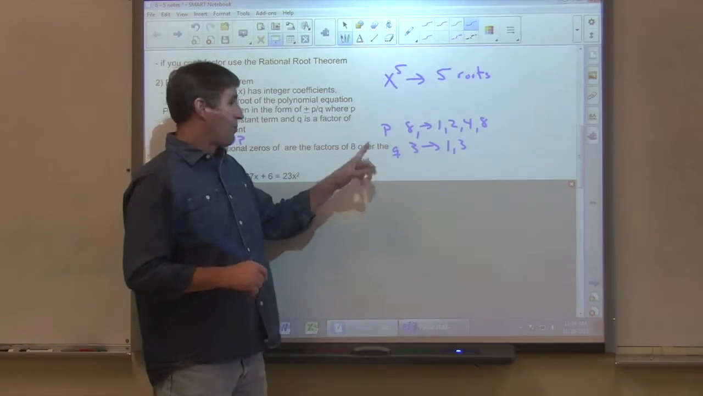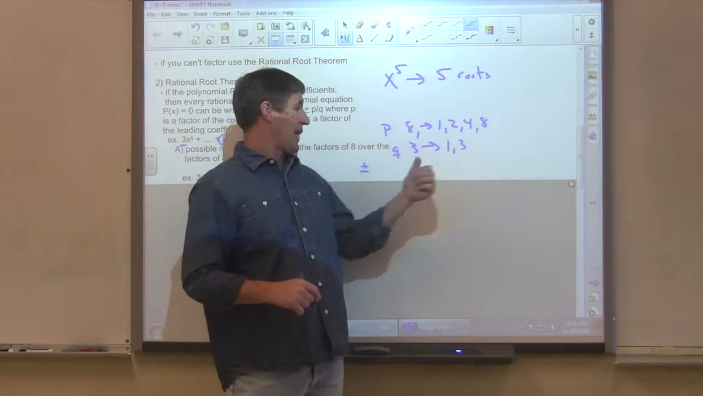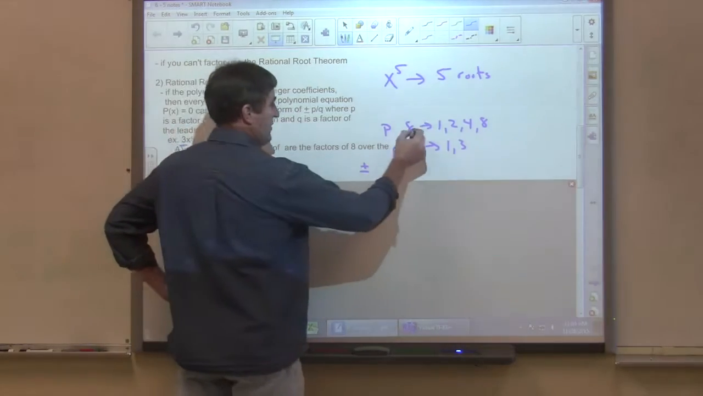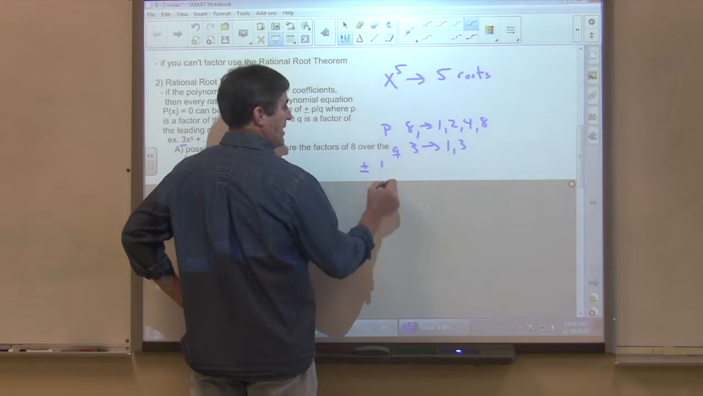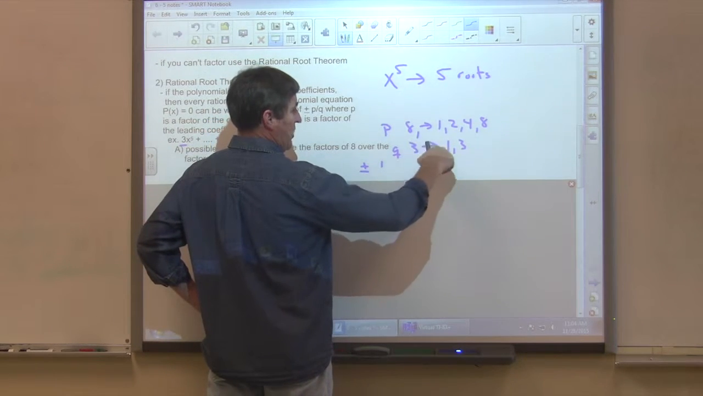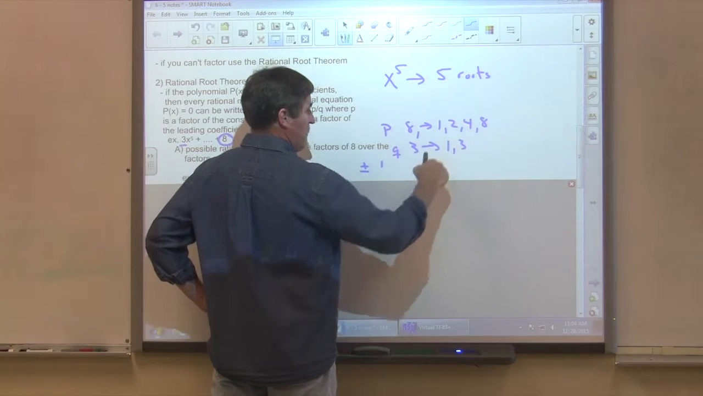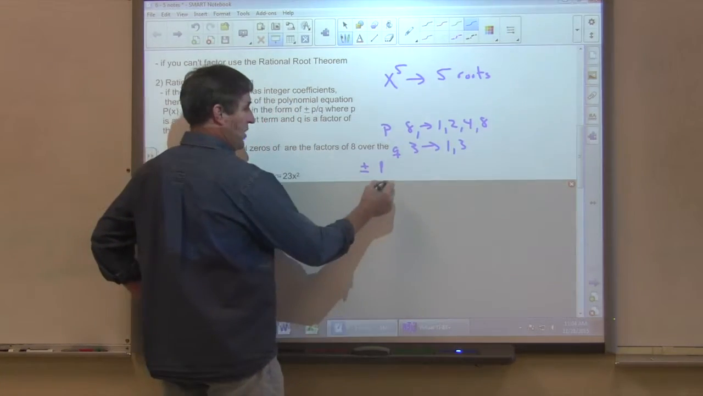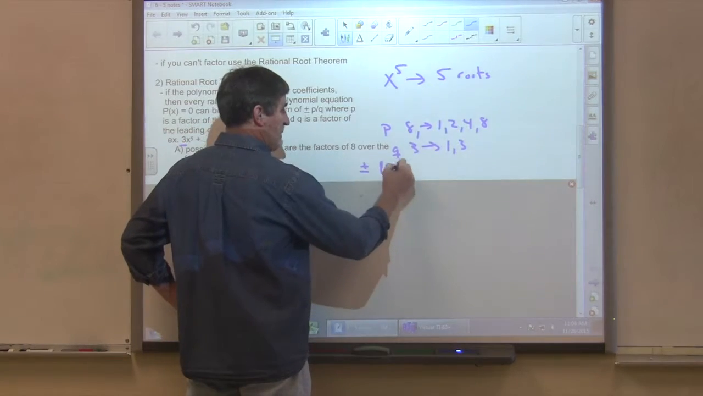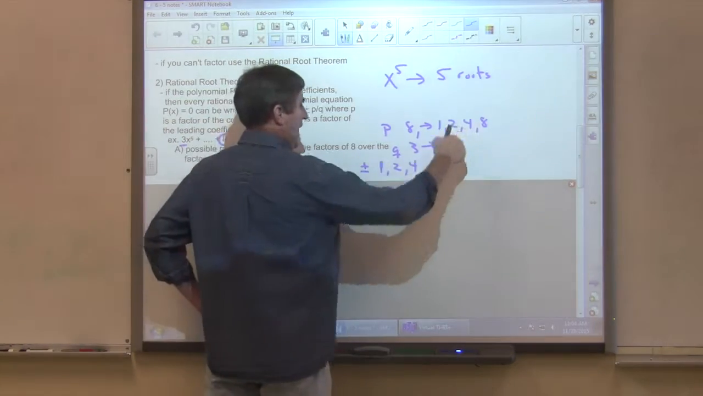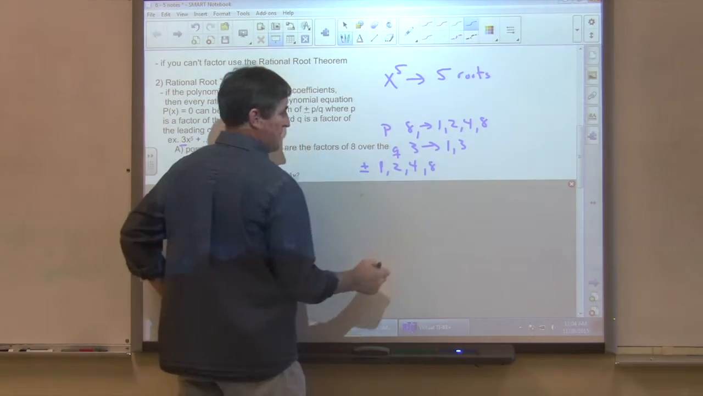Now, I will let you know the book will put all the positive and then all the negative. I just write them together. So we're going to take the factors of 8, which are 1, and we have to put them over the factors of 3. So I'm just going to put them all over 1 first. So it could be plus or minus 1, because 1 over 1 is 1. And then 2 over 1, which would be 2. And then 4 over 1, which would be 4. And 8 over 1, which would be 8.